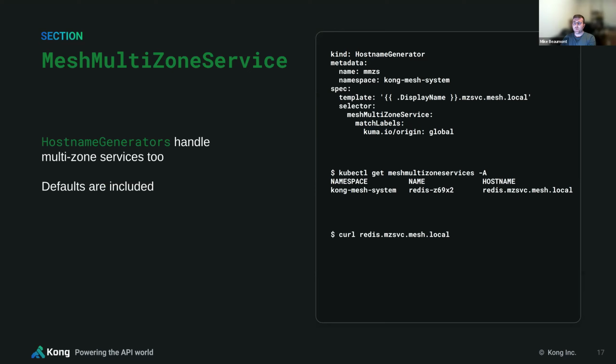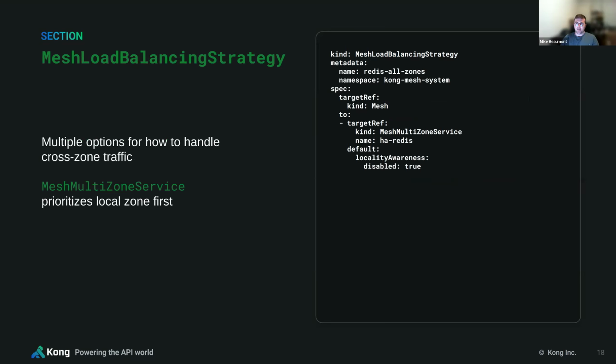Yeah. So hostname generators work here too. Same idea as before. We select mesh services via labels. Here we're selecting mesh multi-zone services via labels, and we can use the same kind of template functionality. We can look into our cluster, see which mesh multi-zone services exist, and we can see the host name. And when we send traffic to this host name, we're not just sending traffic to one zone necessarily. We might be sending traffic to multiple zones. We might be sending traffic preference to one zone. But yeah, that's the difference of a mesh multi-zone service. So we'll look at that as well.